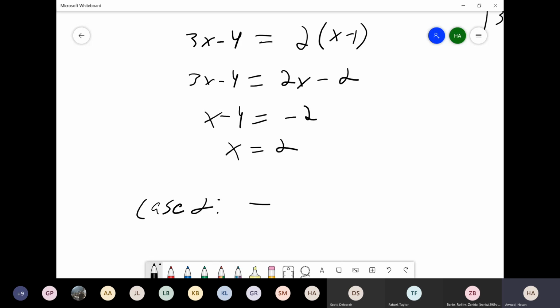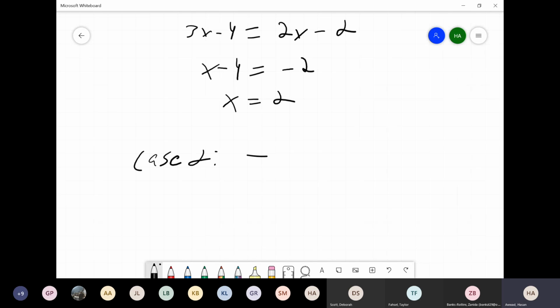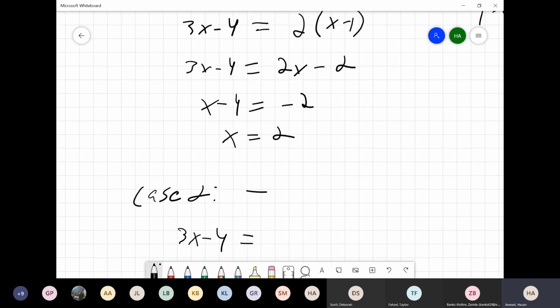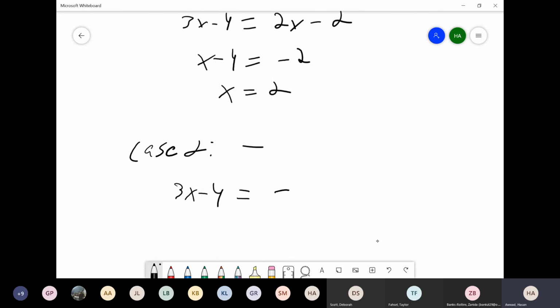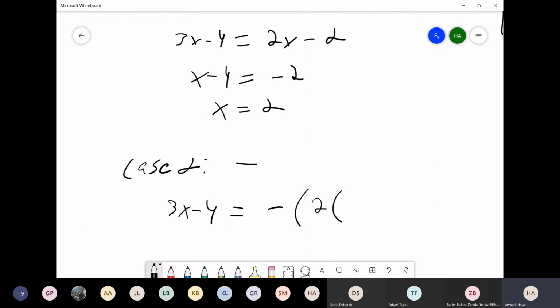So testing the -1, we are going to write 3x minus 4 is equal to, and now this is kind of where I was saying it doesn't really matter if you distribute the 2 first or if you do the case first, because if you do the case, it's going to be the negative of 2 and then the whole thing again, right? So 2 and then inside these parentheses, x minus 1. That's it. So all you're going to do is distribute the 2 anyway, and then distribute the negative when you're done distributing the 2.